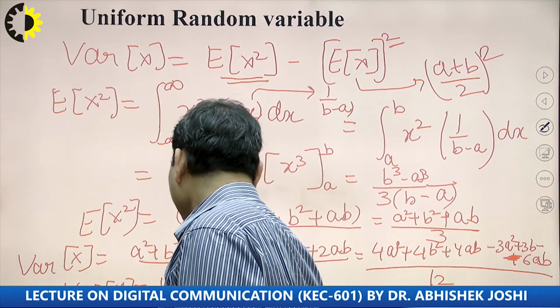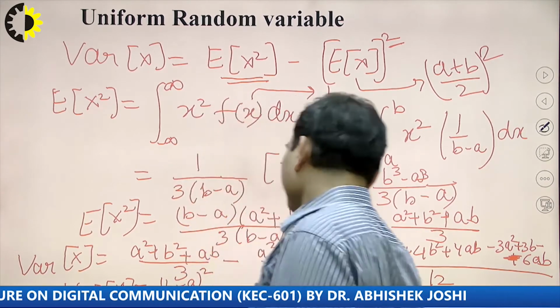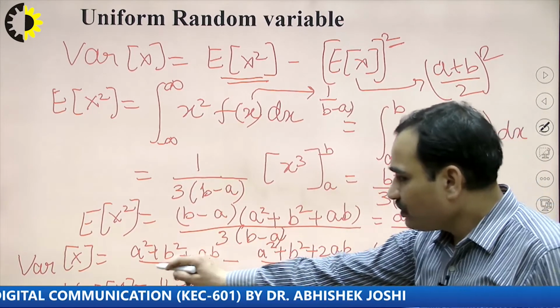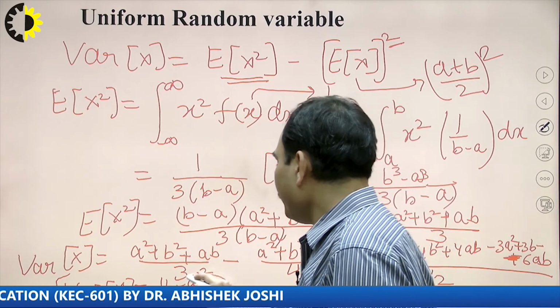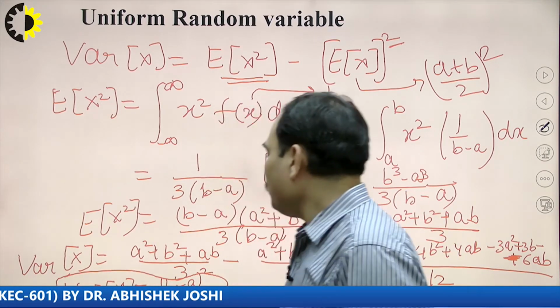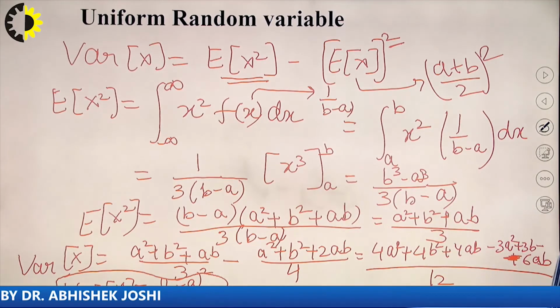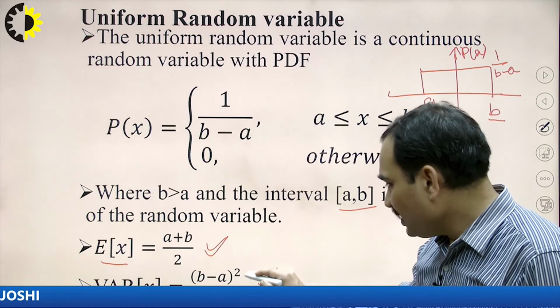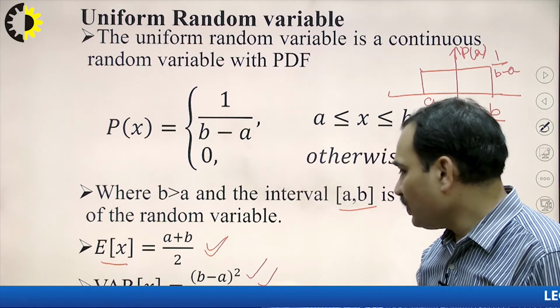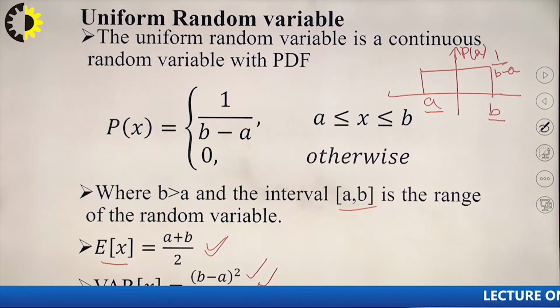So what we have simply, final expression I am writing, variance of x is simply b minus a whole square by 12. So we have derived the variance for a uniform random variable, that is equals to b minus a whole square by 12. So we can see in the slide we are getting b minus a whole square by 12. Okay.